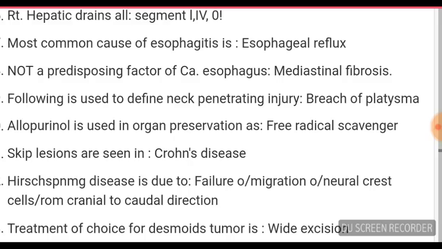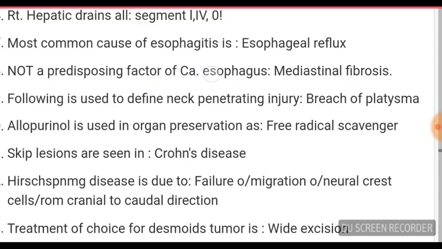Treatment of choice for desmoid tumor among four options. The answer is wide excision. Skip lesions are seen in Crohn's disease. Hirschsprung's disease is due to failure of migration of neural crest cells from cranial to caudal direction. Allopurinol is used in organ preservation as it is a free radical scavenger.